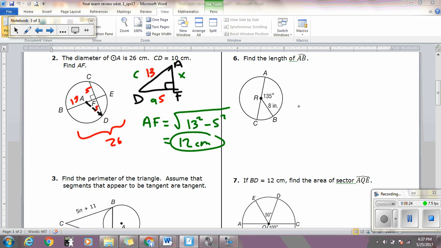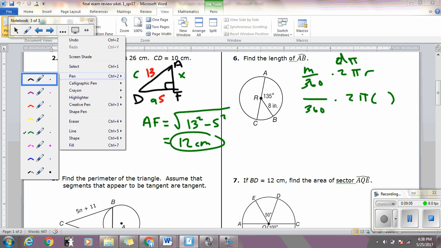Number 6 wants us to find the length of arc AB. The formula for the length of arc AB is m over 360 times 2 pi radius. Now on the formula chart, it'll tell you diameter times pi or pi diameter. You can use either one of these. They will get you the same result. M stands for the measurement of the arc, which should be in degrees. And R, of course, is the radius of the circle.